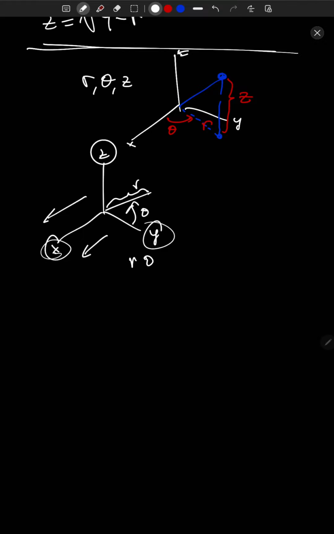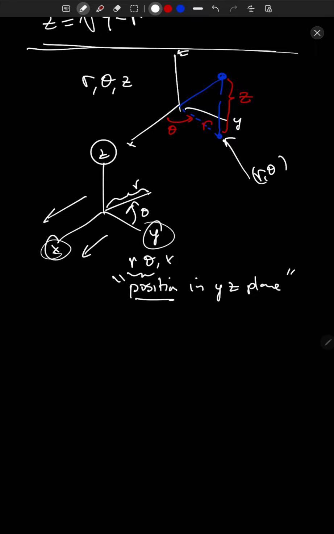Okay, so then maybe r theta x, where these two represent a position in the yz plane. I'm going to put that in quotes. That's not completely precise, right? Maybe more precise would be the position of the shadow of this object on the yz plane. Just as that blue point right there is represented by r theta, right? That's a position in the XY plane of the shadow of the actual point that we're looking at.